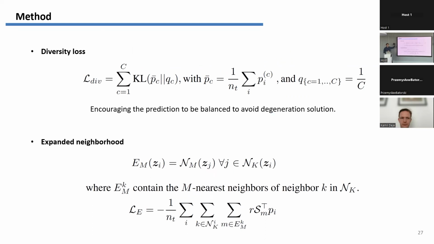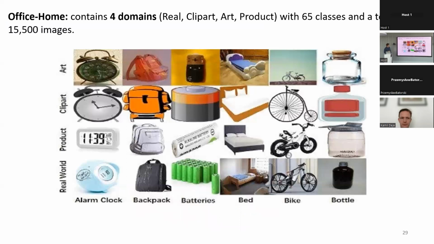We use this diversity loss. We want to see all the classes seen in the training set. And finally, we went one step further. We say not only our direct neighbors, but also the neighbors of our neighbors have some knowledge about our state, which is this last expanded neighborhood.